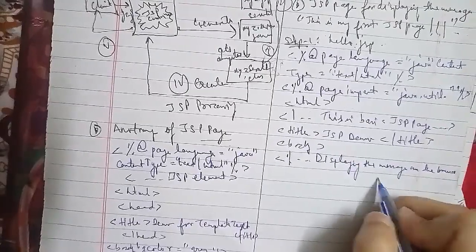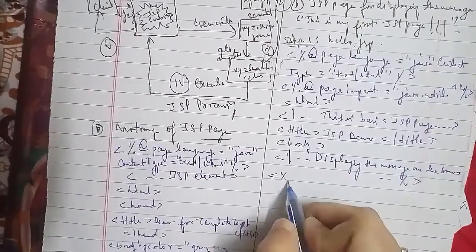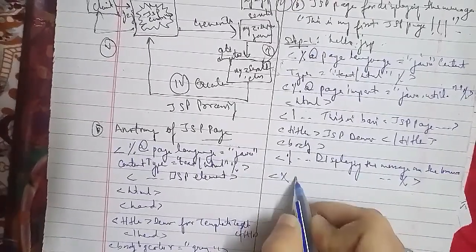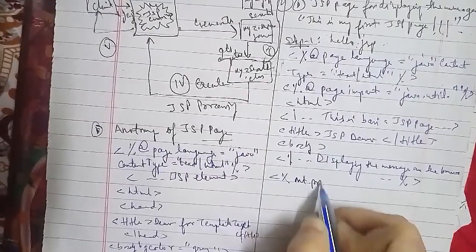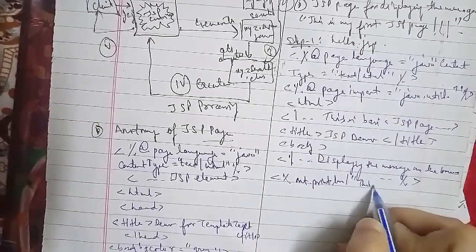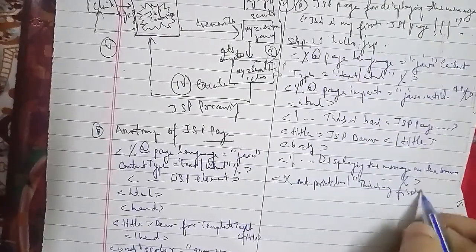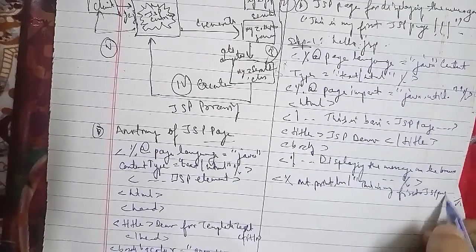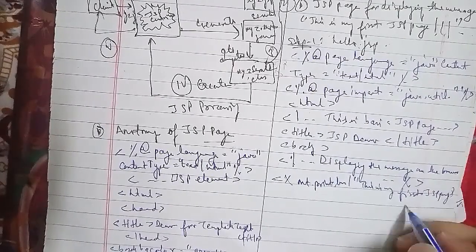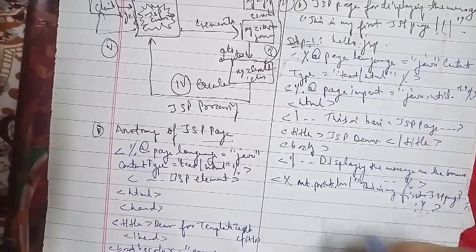Then the % sign like out.println, this is my first JSP page, then body tag close, HTML tag close.